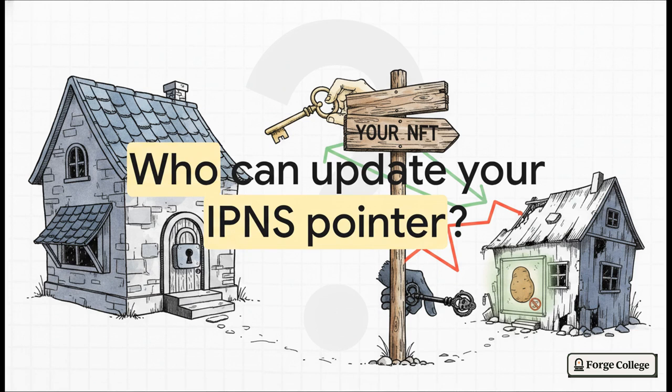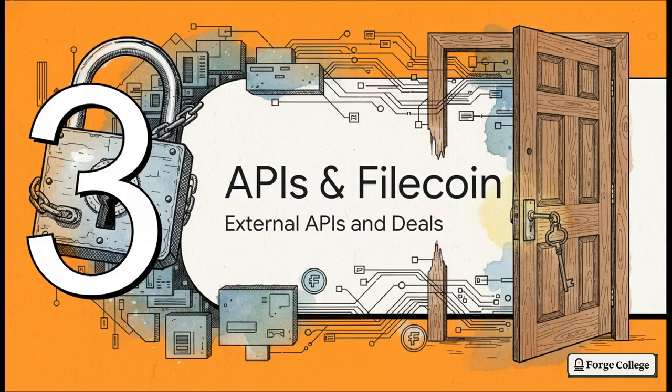No way we want that. So we test this by trying to resolve the name, update it, and seeing who actually holds those signing keys. All right, Section 3, APIs and Filecoin deals.